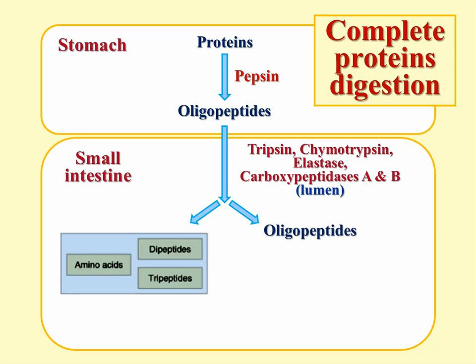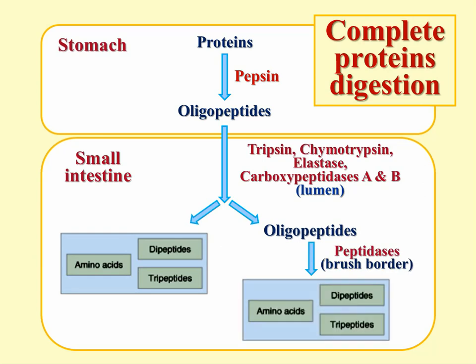And larger peptides, oligopeptides, can also be formed, which finally, by brush border peptidases, are converted again to final products, amino acids mostly, but also dipeptides and tripeptides. And these are the final products of protein digestion, because mostly they are amino acids, but dipeptides and tripeptides can also be absorbed into enterocytes. So they are ready for absorption.